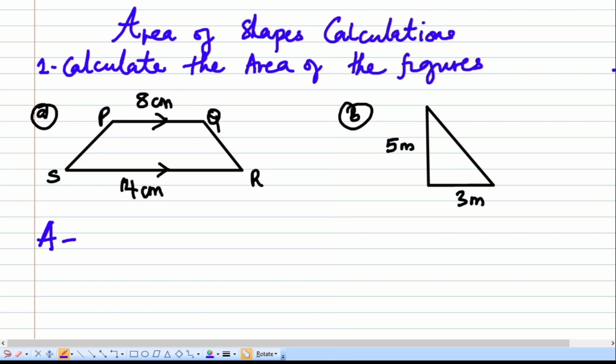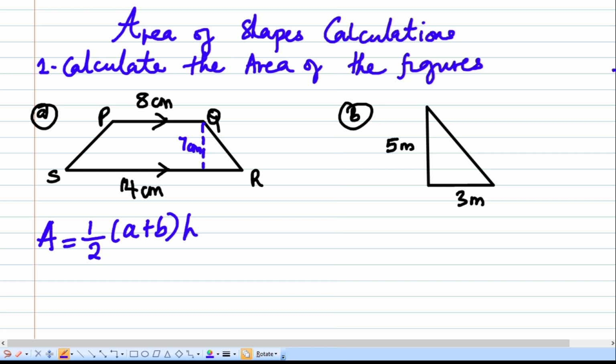So we say that the area A of a trapezium is half bracket A plus B, where A and B are the parallel sides. You see them represented by this arrow. Anytime you see arrows on lines, it suggests that the two lines that bear the arrow are parallel, times the height. So for this question, let me just add the height there. The height is 7 cm.